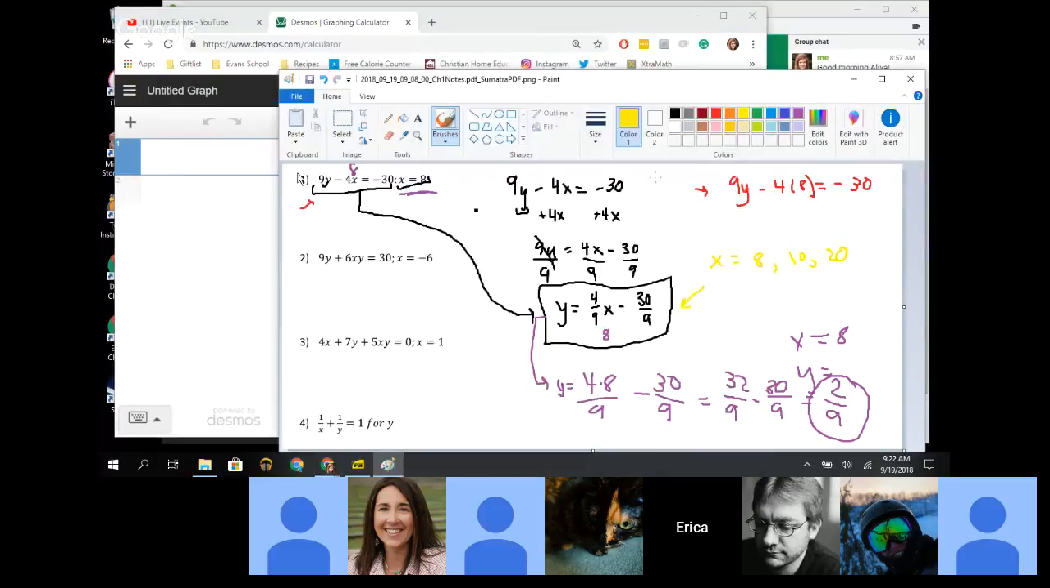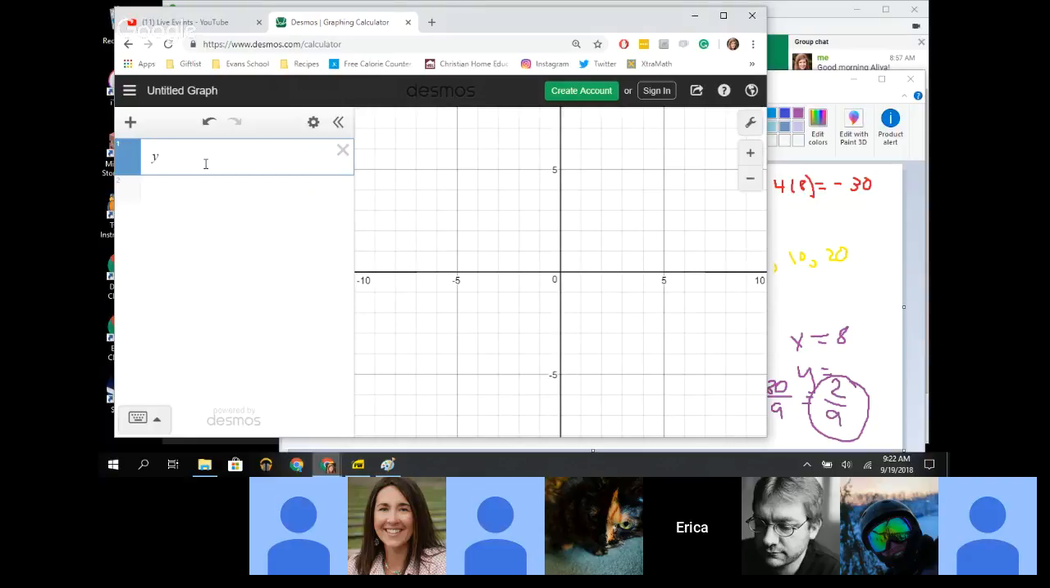So let's go back to what we were doing. I said it actually does relate to what we were doing, right? We just converted 9y minus 4x equals negative 30 to y equals 4/9 x minus 30 over 9. So what I'm going to do is graph this equation in Desmos. I just want to introduce this tool so you can see it.